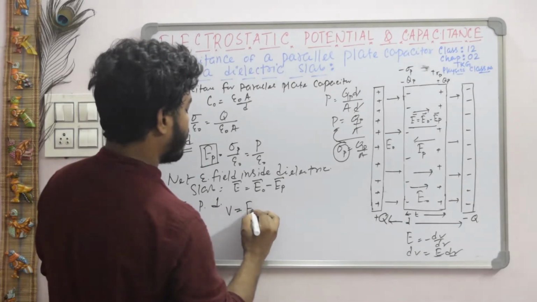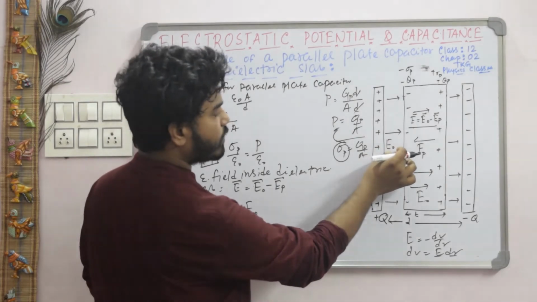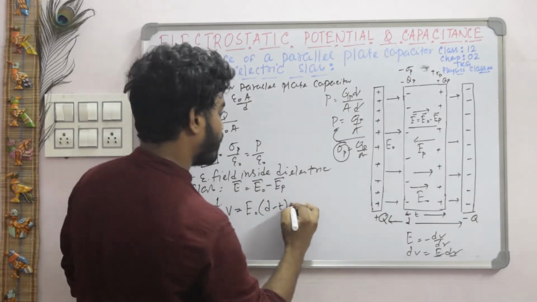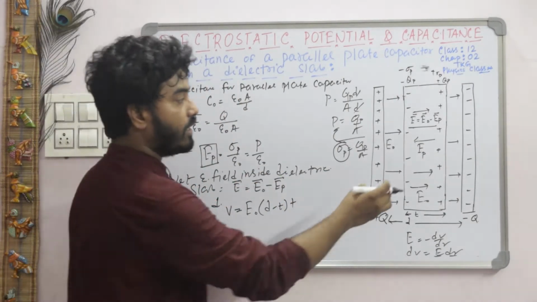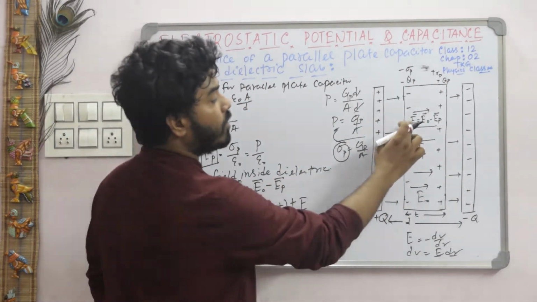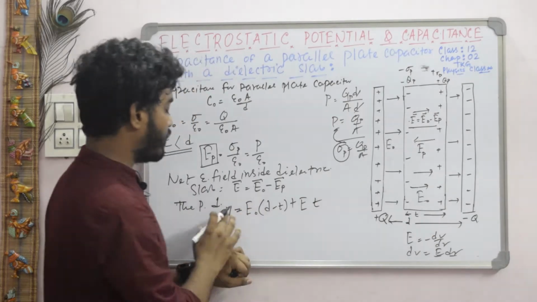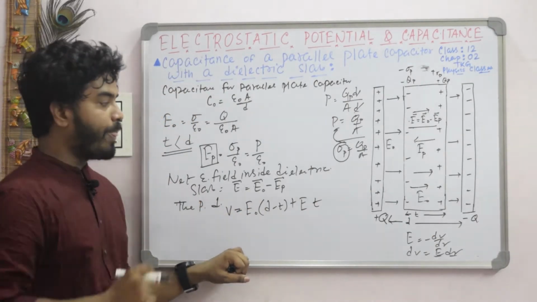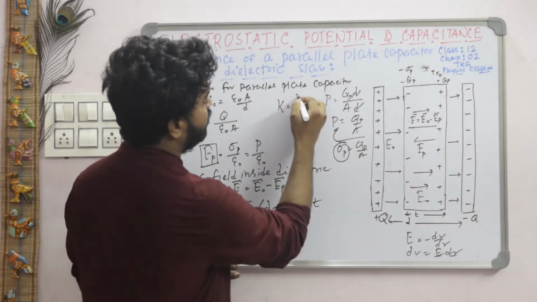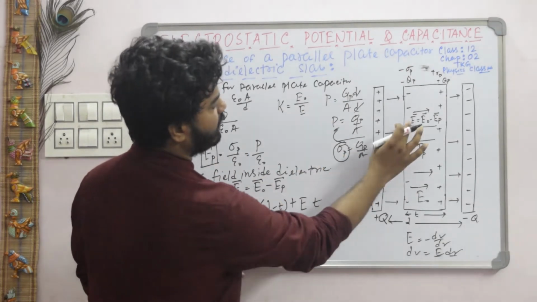First of all, you write the E naught amount of electric field, and this exists in the space of this portion and this portion, that means D minus T, plus the net electric field inside the dielectric slab, that is E. So E into separation, and this electric field exists in the space of the thickness of the dielectric slab, that is T. So this is the total electric potential. Okay. Now you know the expression of the dielectric constant K is equal to the original electric field, E naught, divided by the net electric field, E.